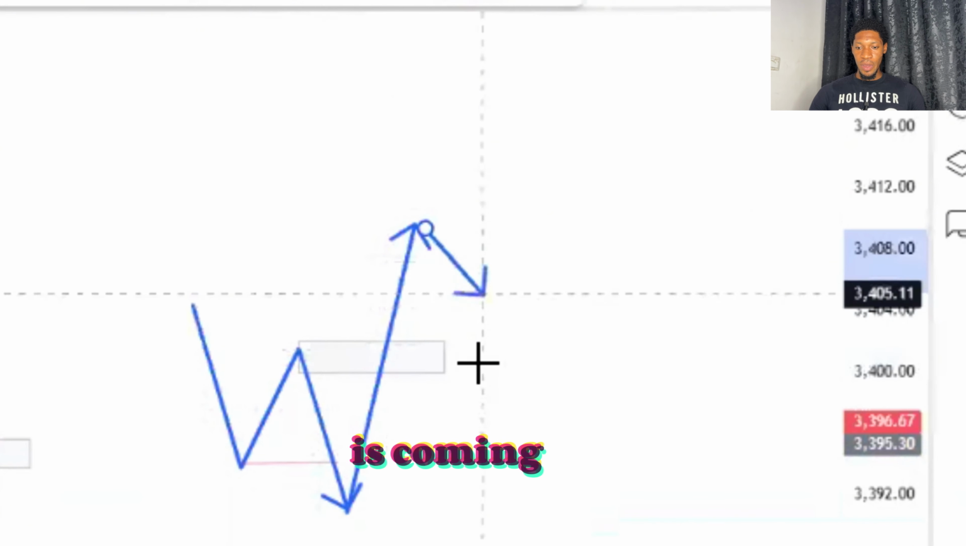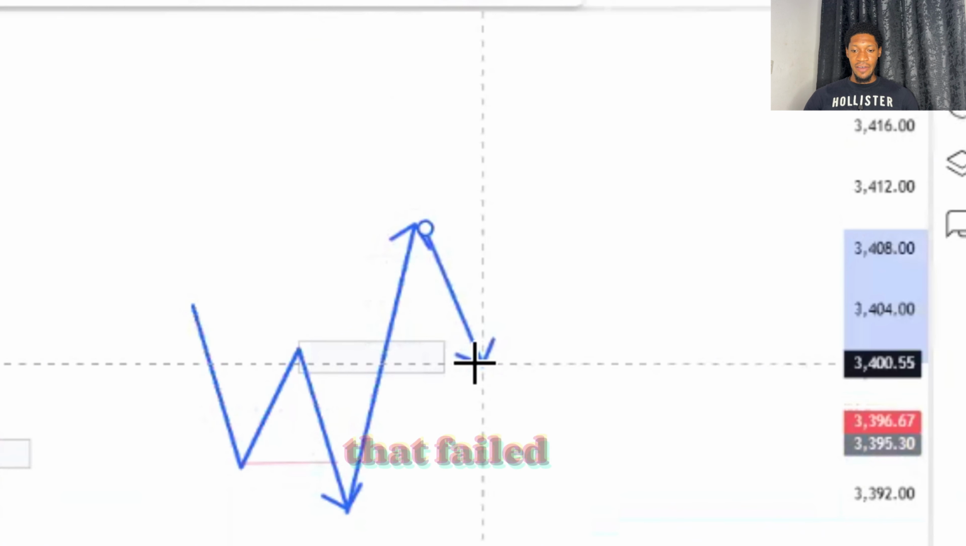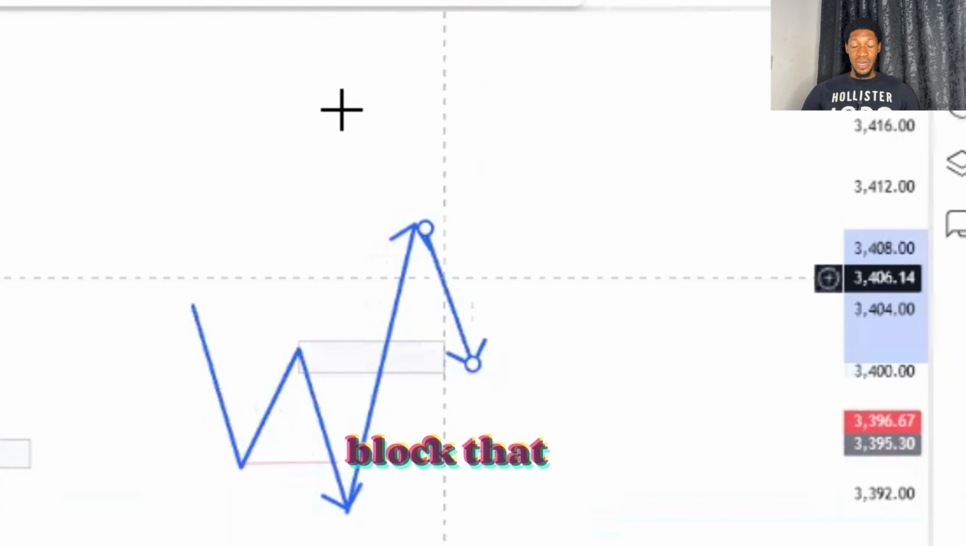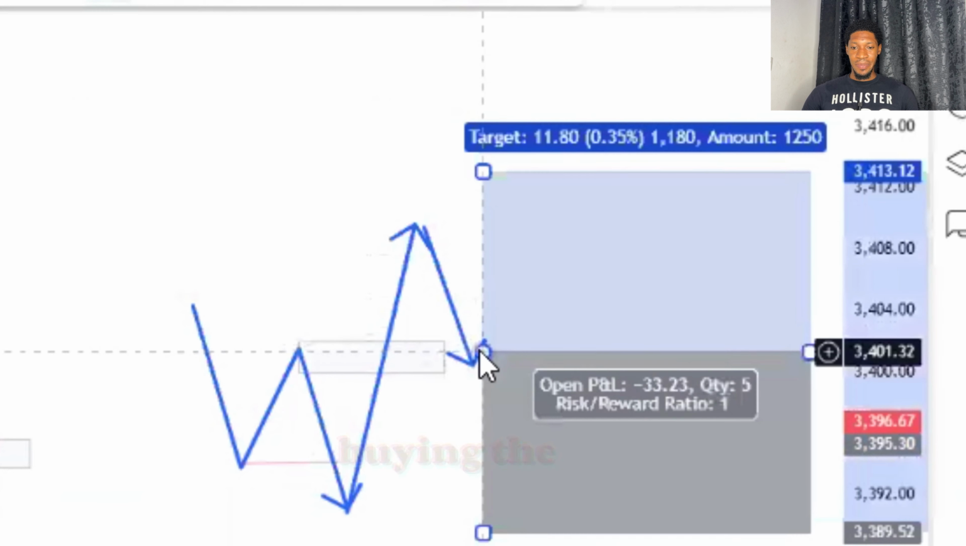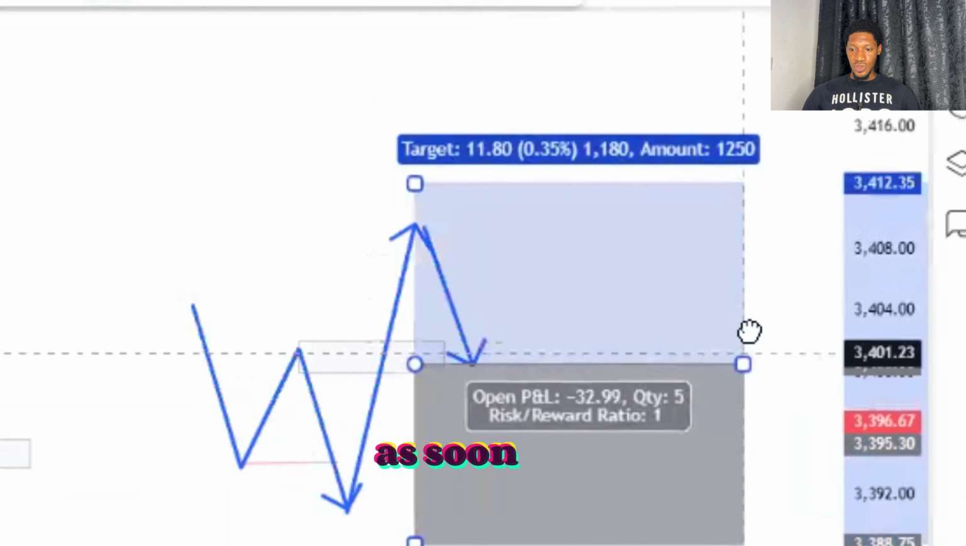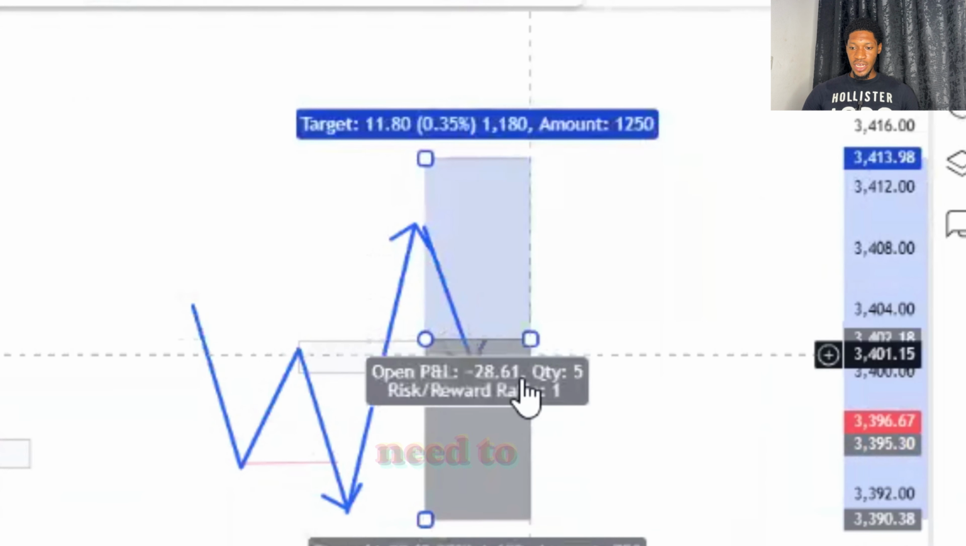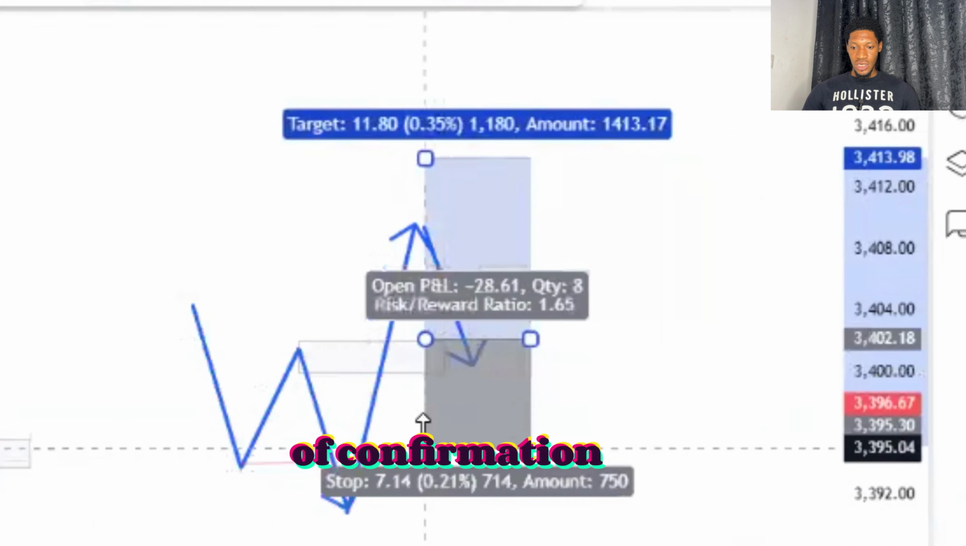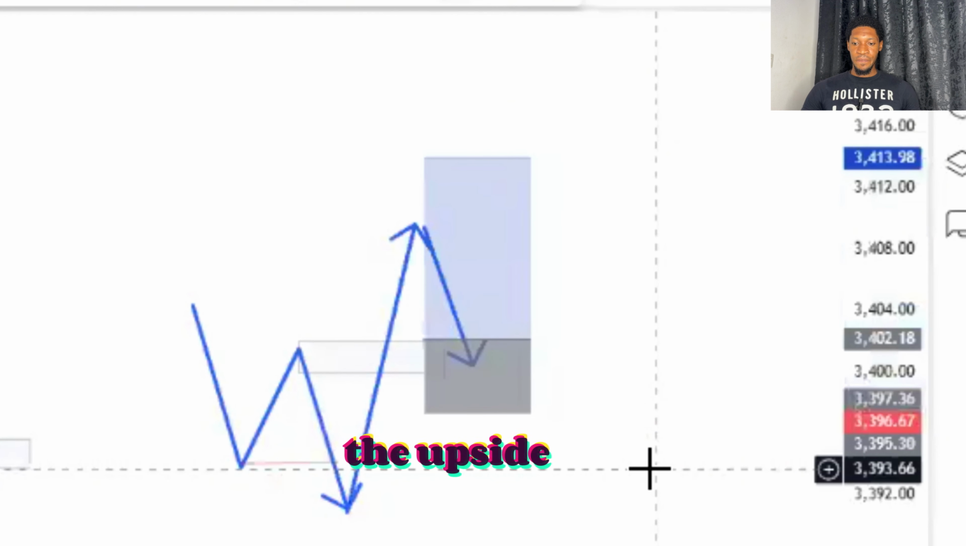As soon as price is coming back to that region that failed, that order block that failed, this is where you should start buying the market as soon as possible. As soon as possible guys. You don't really need to wait for a lot of confirmation. You start buying the market to the upside. Let me walk you guys through a live chart so I will show you exactly how you can do this.